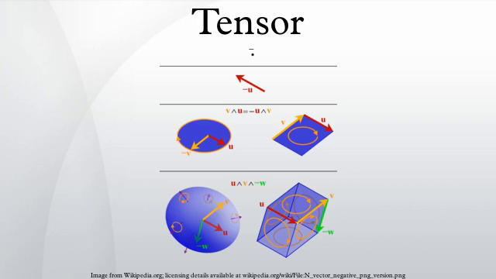Tensors are geometric objects that describe linear relations between vectors, scalars, and other tensors. Elementary examples of such relations include the dot product, the cross product, and linear maps. Vectors and scalars themselves are also tensors. A tensor can be represented as a multidimensional array of numerical values.